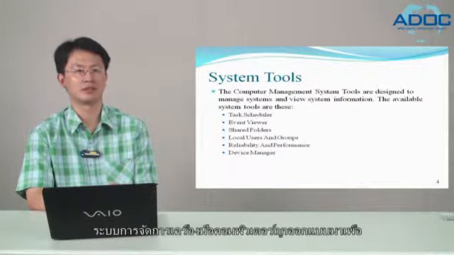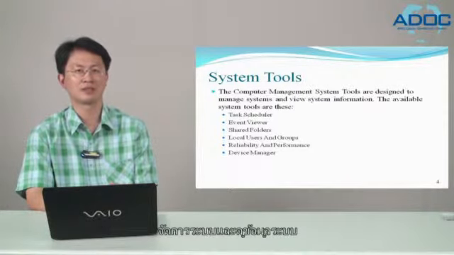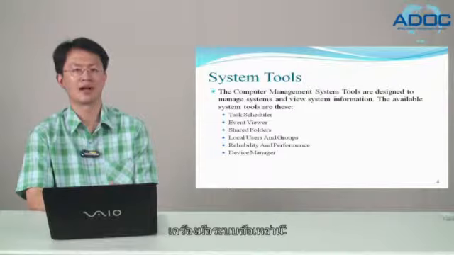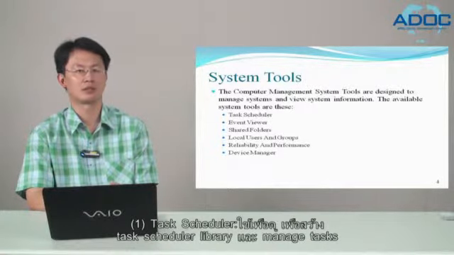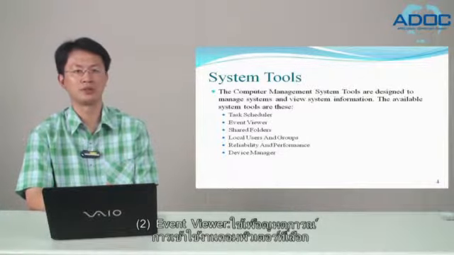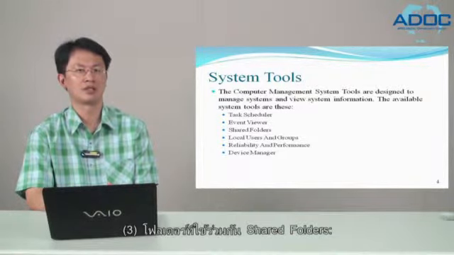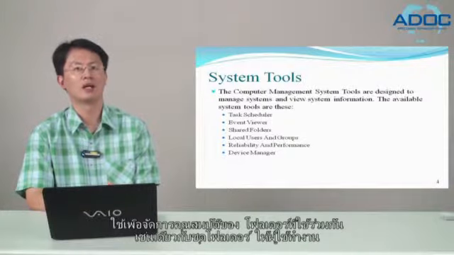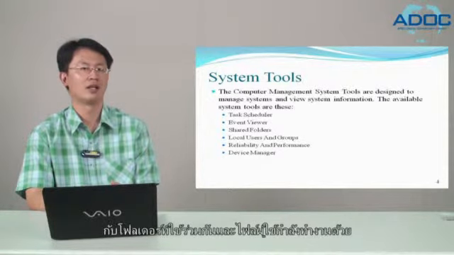The Computer Management system tools are designed to manage systems and view system information. The available system tools are these. First, Task Scheduler, used to view the Task Scheduler library as well as to create and manage tasks. Second, Event Viewer, used to view the event logs on the selected computer. Third, Shared Folders, used to manage the properties of shared folders as well as the sessions for users working with shared folders and the files that users are working with.